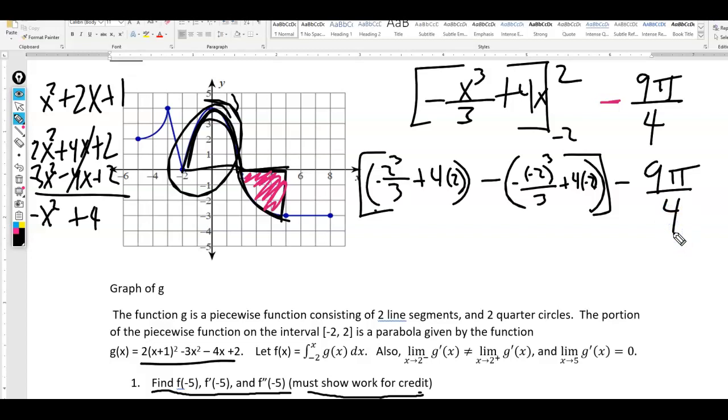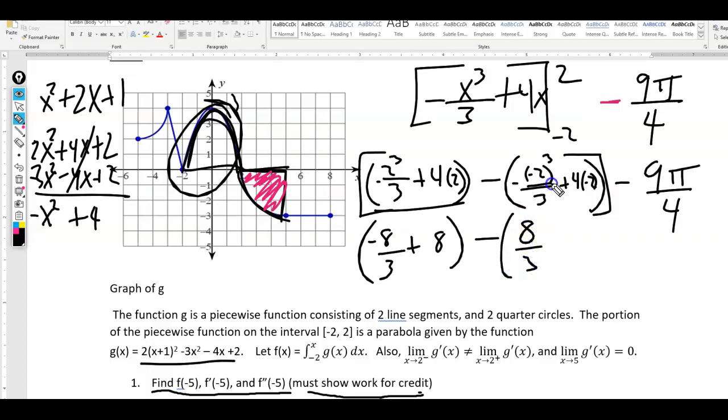Right. So this first one here is going to simplify to negative 8 over 3 plus 8. Next one over here is going to simplify to a positive 8 over 3, because this negative 2, when you cube it, you get negative 8. And there's also a negative on the outside there, which will give you a positive 8. And then minus 8. So we actually just get the same answer that we had before, just everything's opposite signs. Bring down the 9 pi over 4, of course.